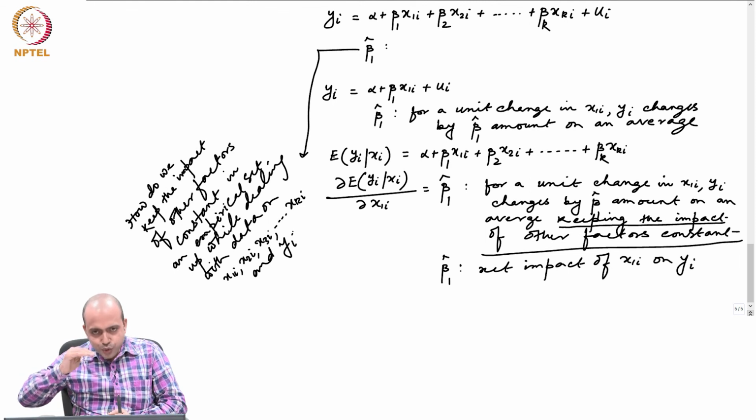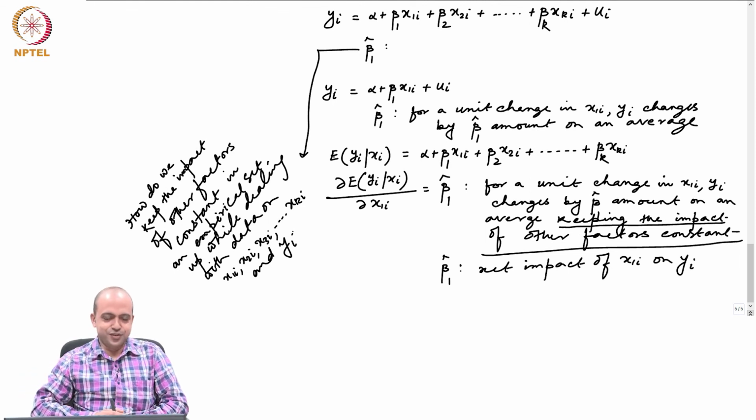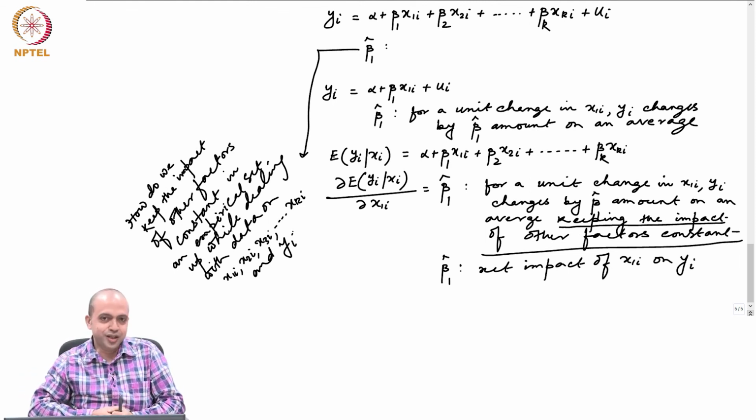So, what we will learn in our next class with a data set is how to actually keep the impact of other factors constant empirically. That is going to be very, very interesting, but that we will discuss in our next class.